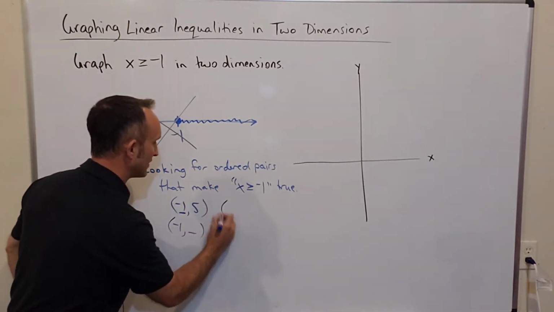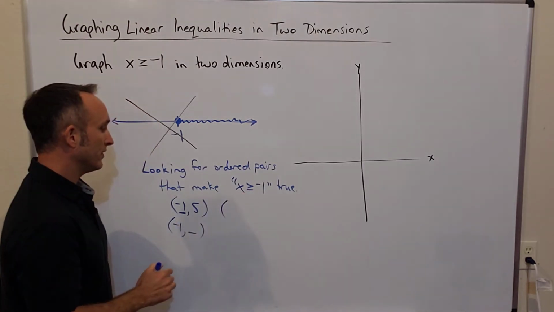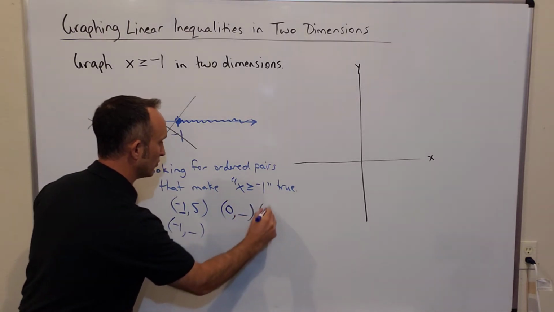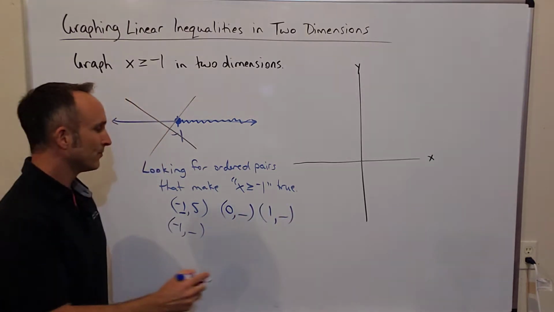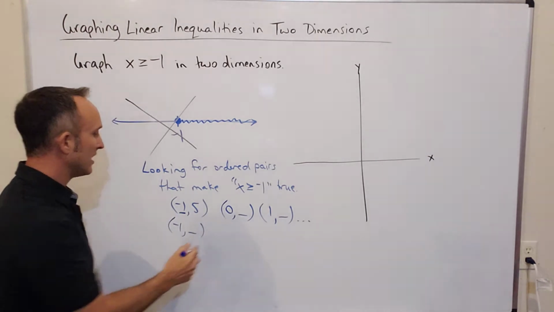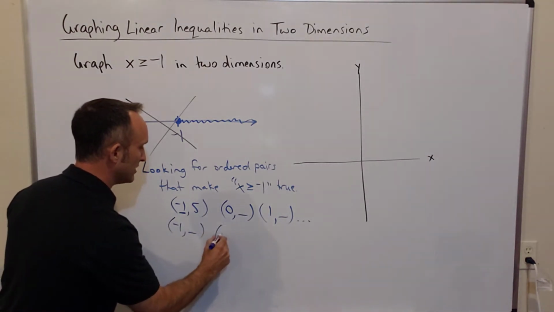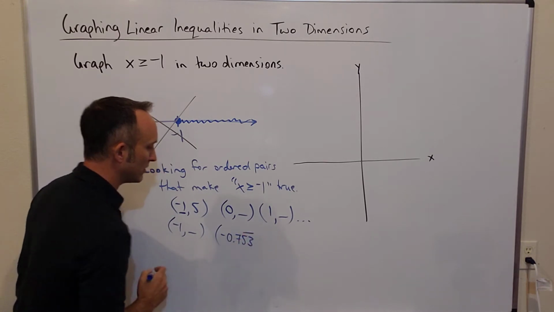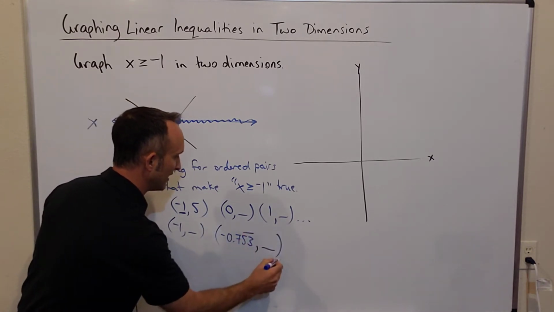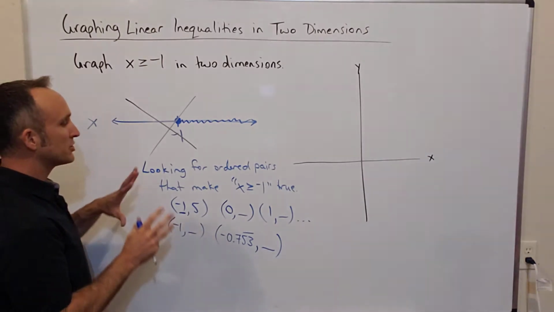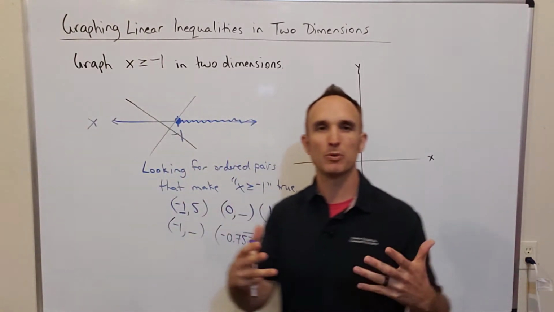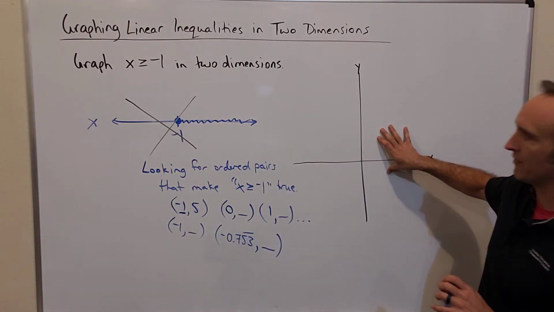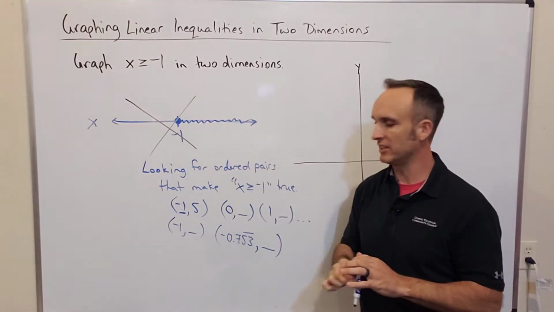But if I pick an x value bigger than -1, that will also make it true. So I could choose 0, anything. I could choose 1, anything, etc. There's a lot of ordered pairs. I could choose -0.753 with the 5, 3 repeating, anything, and that would also make it true. There's so many ordered pairs. How can we represent all of them at once? And the best way to do that is with a graph of the solution set to this inequality.